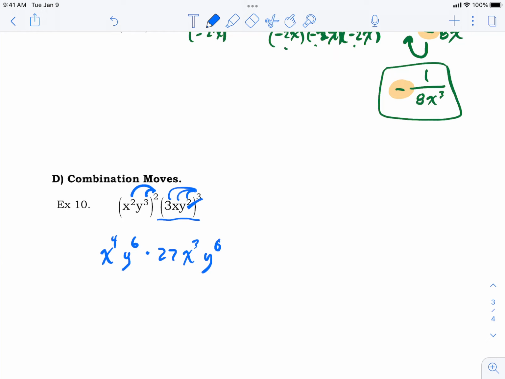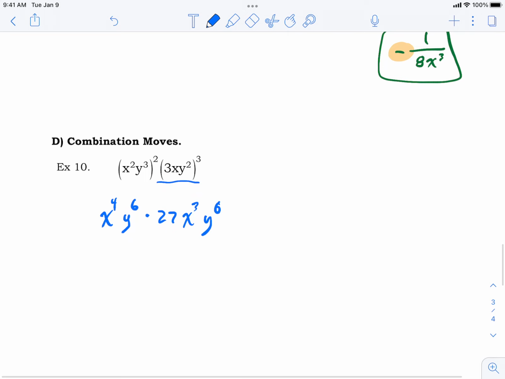So after we do the multiply exponents rule, once you've done the multiply exponents rule, now comes the add your exponents rule. So I've got this whole big bunch of stuff all multiplied together, and I can simplify that. First of all, let's just bring the 27 out front. Let's do the x's next.